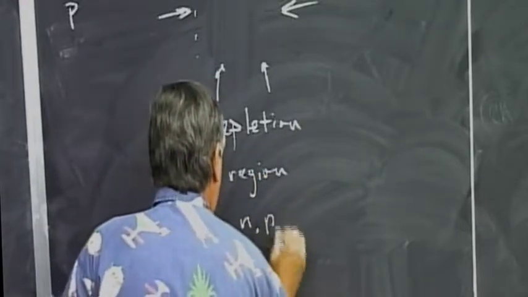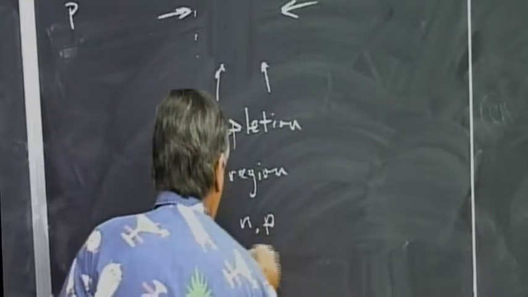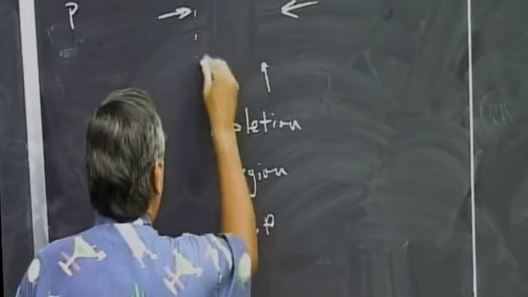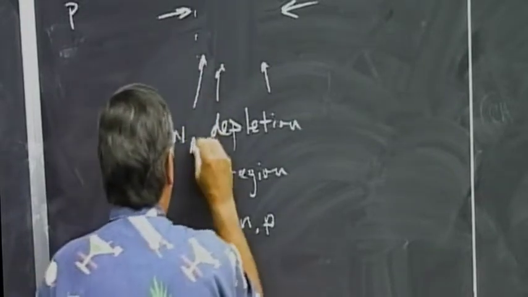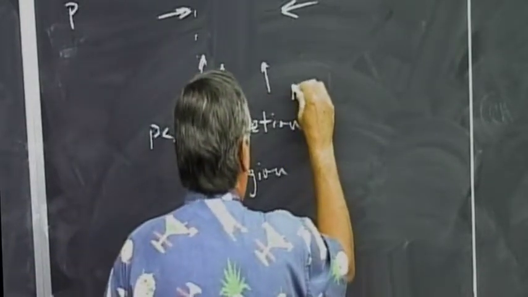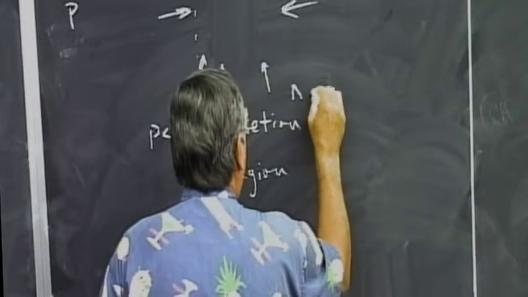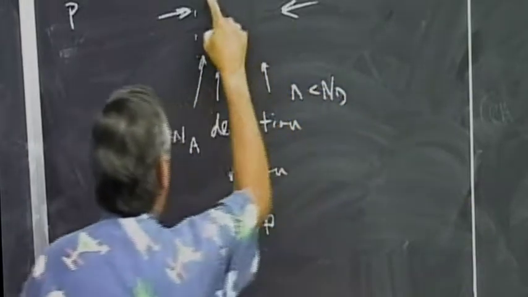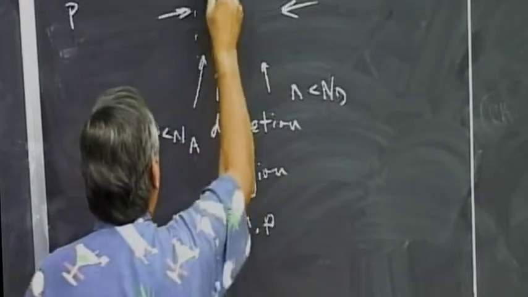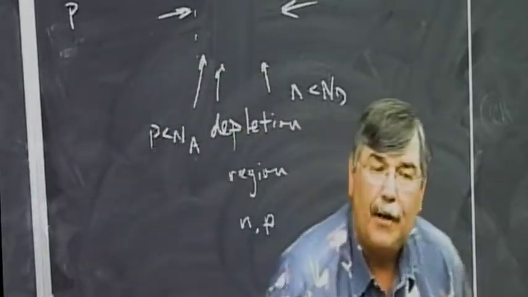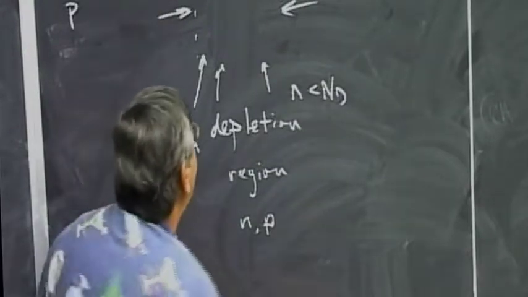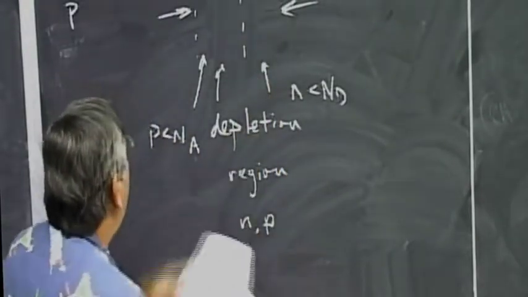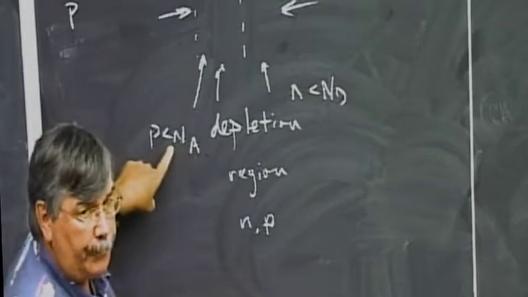N and P are relatively small. So over here, P is less than NA, and over here, N is less than ND. And what happens here is, because P is less than NA, there are charges left behind. Remember we said that this is p-type material, but we have relatively few holes.